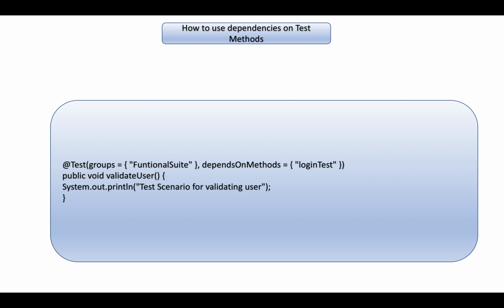Now, how can you use dependency on a test method? Basically, there is an annotation called Test, and there is an attribute called dependsOnMethods. Here, validateUser is a test method which is part of the group functional suite, and this test method depends on another test called loginTest. We use dependsOnMethods and write the name of the main test, which should get executed first and should pass, and only then will this one be executed. So this test is dependent on that.